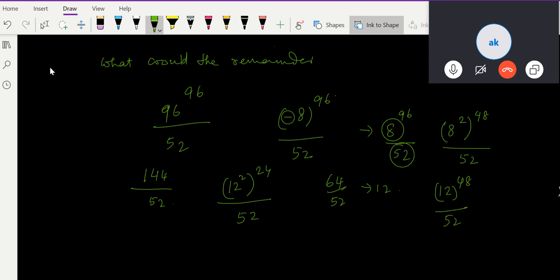It's 40, or rather minus 12. 156 if we take one multiple of 52, so 144 leaves 40, and 40 minus 52 is minus 12. Plus 40 means minus 12, right? Clear? Yes, sir. So that means minus 12 to the power 24 by 52.